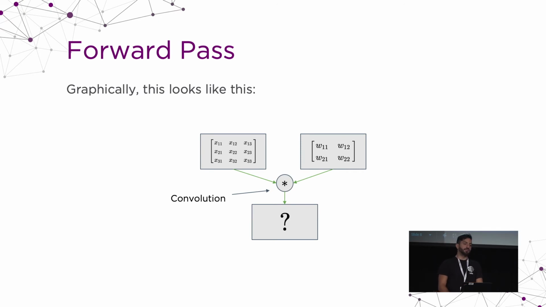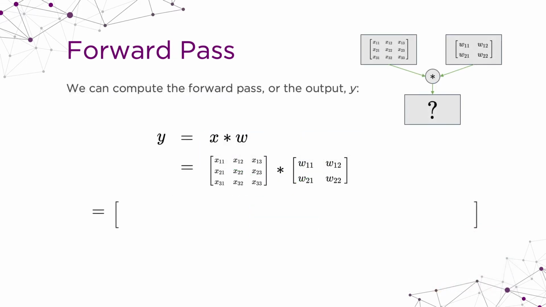So let's start building our computational graph. This is how we can represent this in terms of a graph. We have our inputs x, we have our kernel w, and we're performing some kind of convolution, and we're going to get an output here.